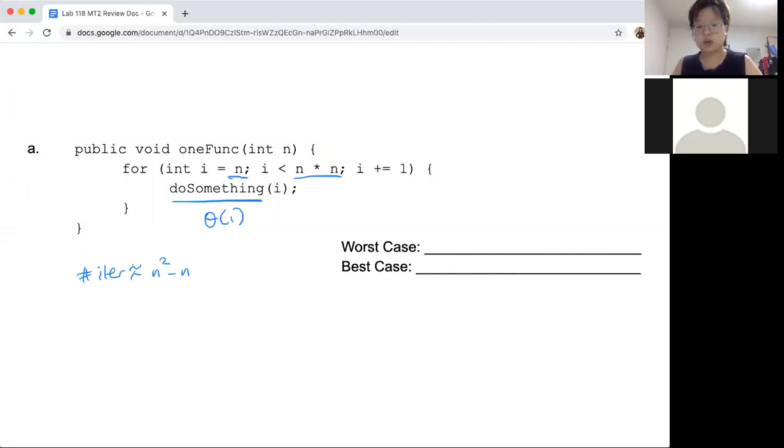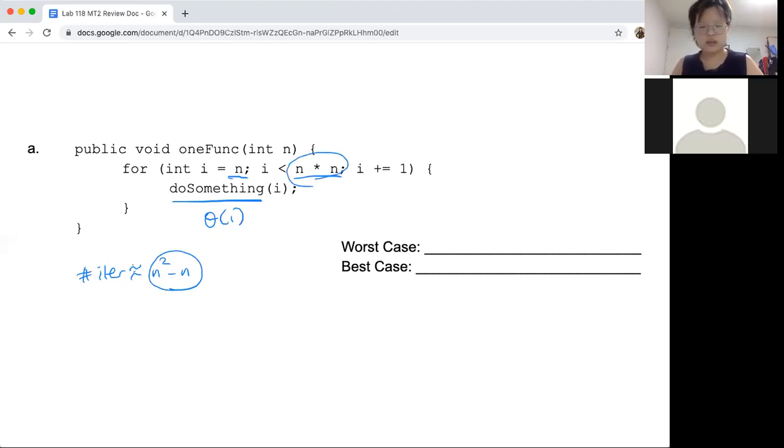The answer is no, because no matter what n is, we are always going to iterate through the for loop n squared minus n times. And the work that we're doing inside each iteration is a constant amount of work, and it's always a constant amount of work. We can't break out of the for loop before we reach the termination condition.